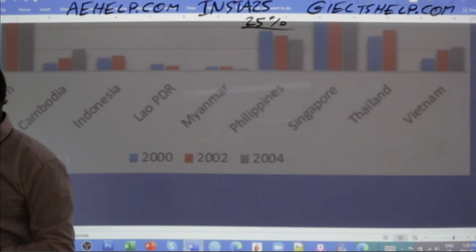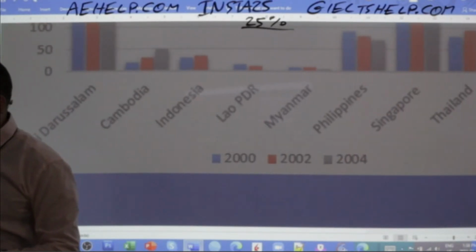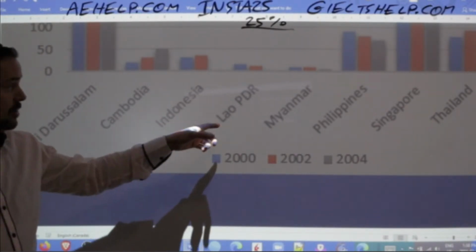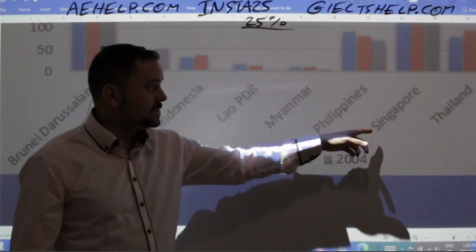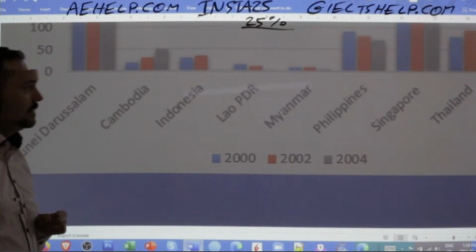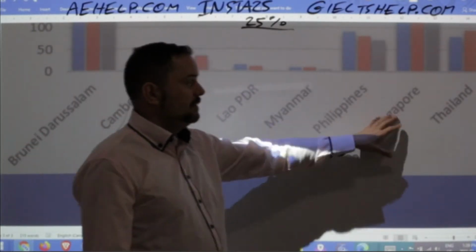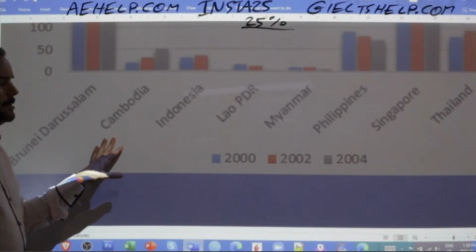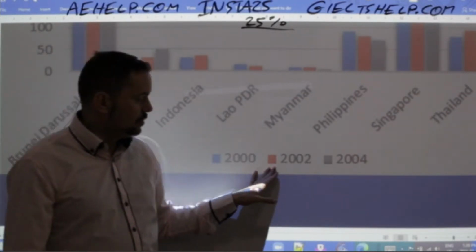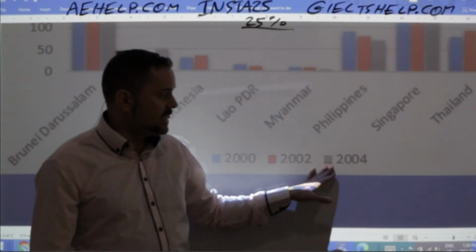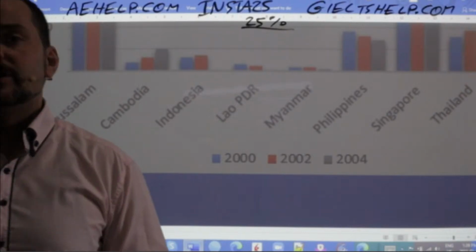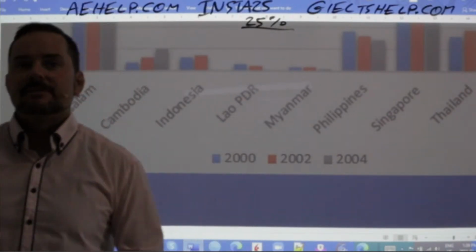So here, obviously, you have the countries. You have Brunei, Cambodia, Indonesia, Laos, Myanmar, Philippines, Singapore, and Thailand, okay? And if you're thinking critically, you might even realize that this is kind of a region of the world. And then here you have the years, 2000 by blue, 2002 with orange, and gray is 2004. So go ahead, write that first sentence, add in the information, okay?